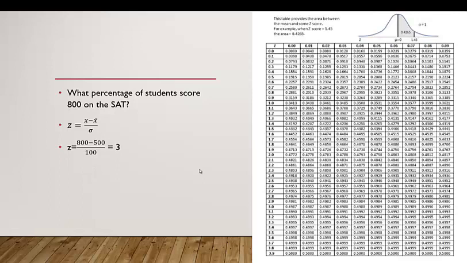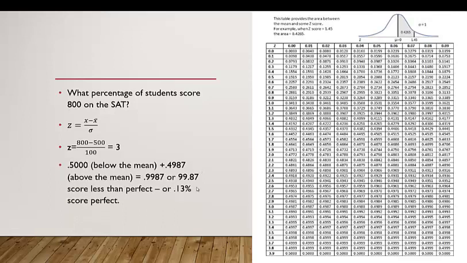Here, we know that our score we're looking for is actually the perfect score of 800. The mean is 500. The standard deviation is 100. 800 minus 500 is 300. 300 divided by 100 equals 3. So our z-score then is simply 3.00.